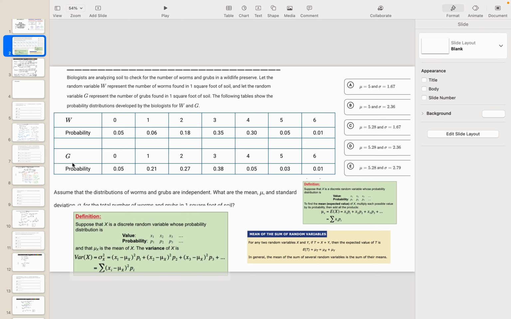And then the G stands for grubs, with the same idea in a square foot of soil. And this is how many, and this is the probability of getting that many. All right, and so he's saying they're independent, right? They're not impacting each other. That's important, or we couldn't use these formulas. And we want to find the mean and the standard deviation.